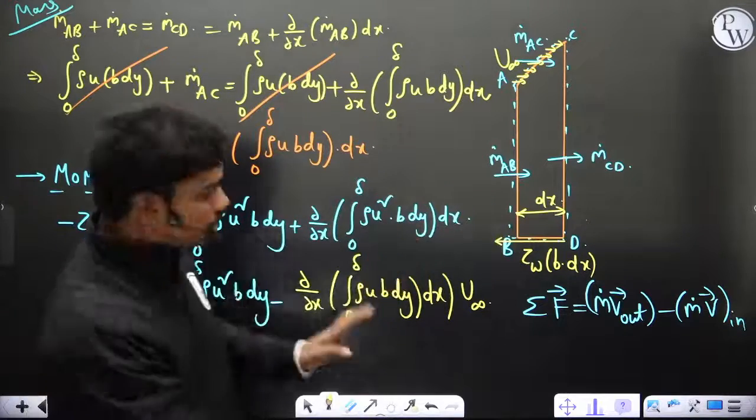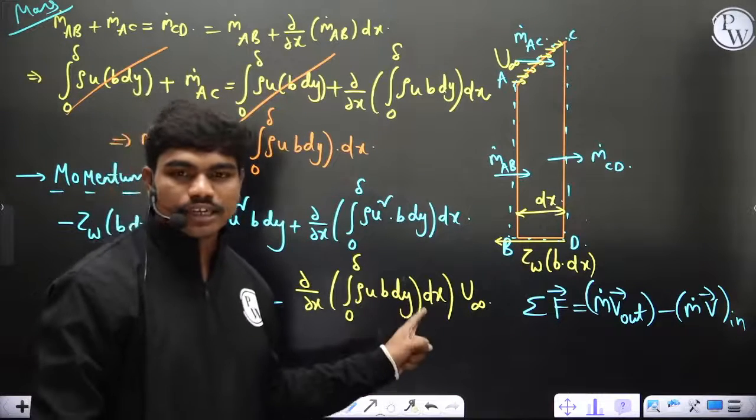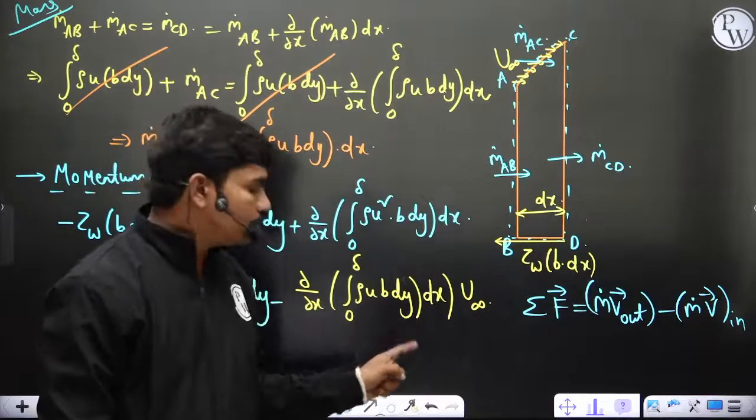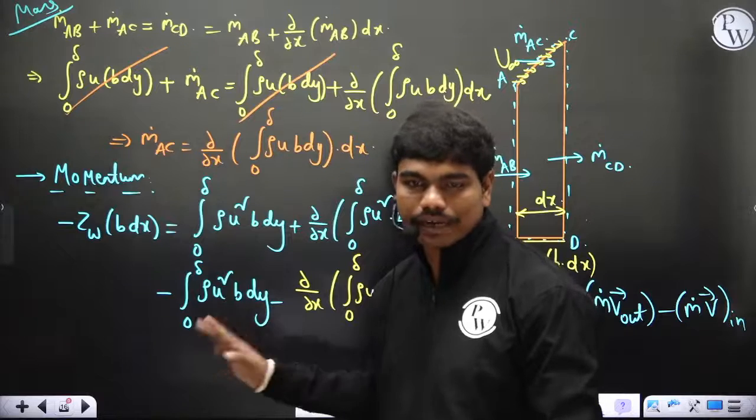If this is clear, that's it. Simplifying this will give you the momentum integral equation, the von Karman momentum integral equation. But is this clear to all of you? Please tell me, is this equation clear? I have just written the momentum balance, nothing big.